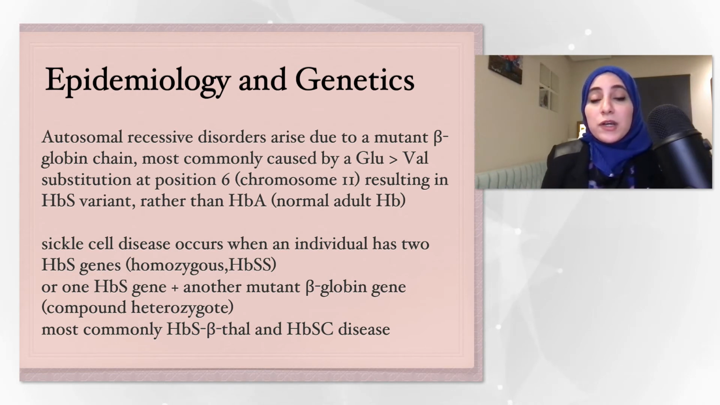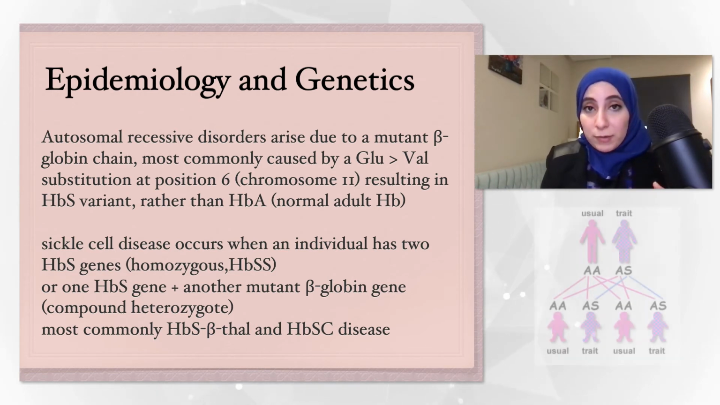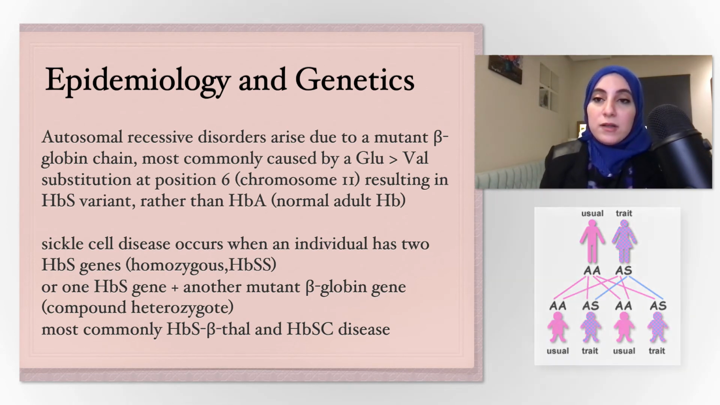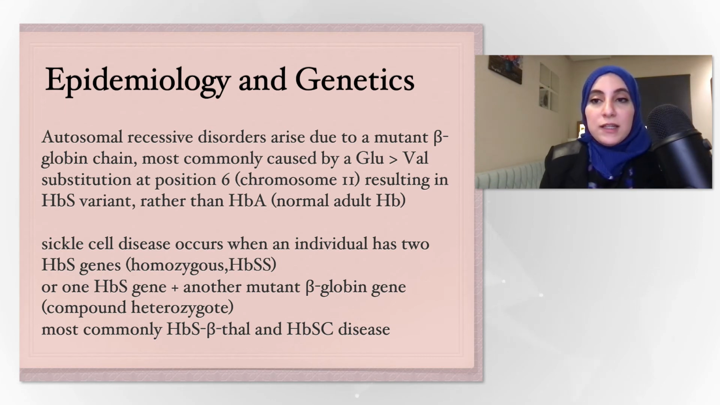Sickle cell disease will occur when the individual has 2 hemoglobin S genes, because it's a recessive disorder, as we mentioned. So if a patient is homozygous hemoglobin SS, they will have the disease. Another scenario of patients having sickle cell disease is if the patient has 1 hemoglobin S gene and another mutant beta globin gene, which is called combined heterozygous. This will be presented later on. There might be hemoglobin SC or hemoglobin S beta thalassemia.